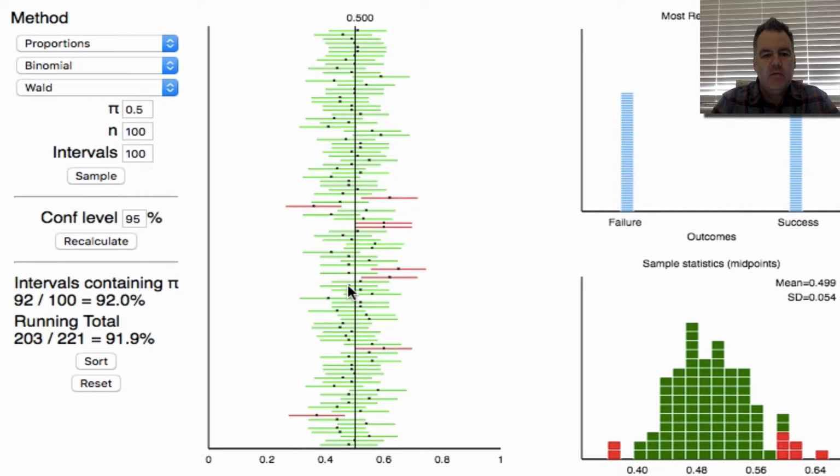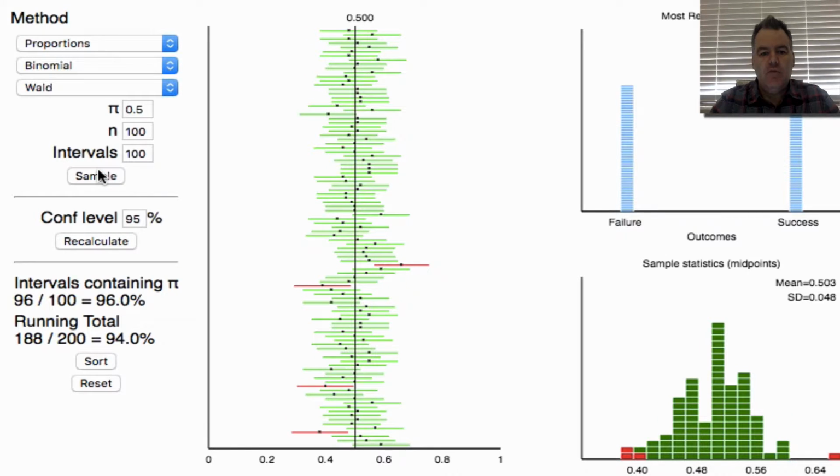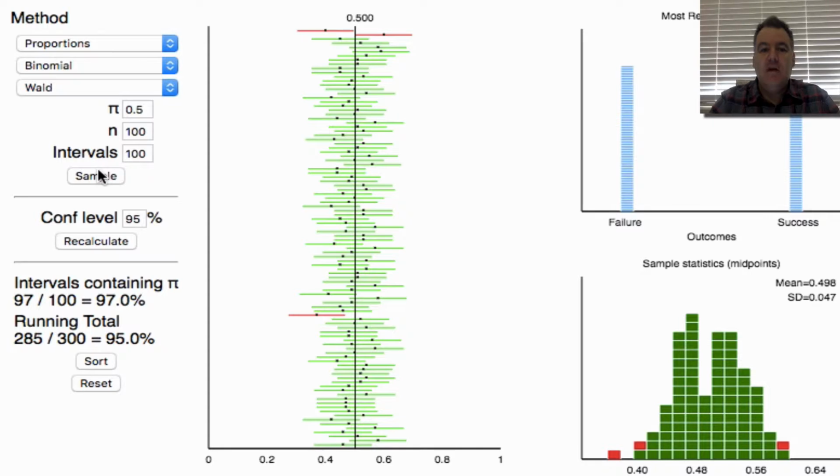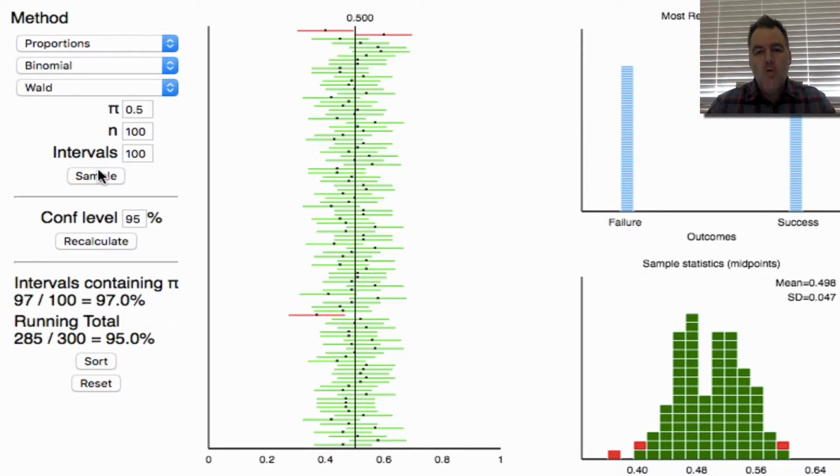So let's do 100 intervals and do that sample. So we've got 100 intervals now. 1, 2, 3, 4, 5, 6, 7, 8 of them didn't contain the population proportion of 0.5. 8 of them. So we were only expecting 5. So let's do that again. In this case, 1, 2, 3, 4 of them didn't. In this case, only 3. So in the long run, we'd expect that 95% of all of our intervals would contain the true population value. That's the interpretation of a confidence interval.